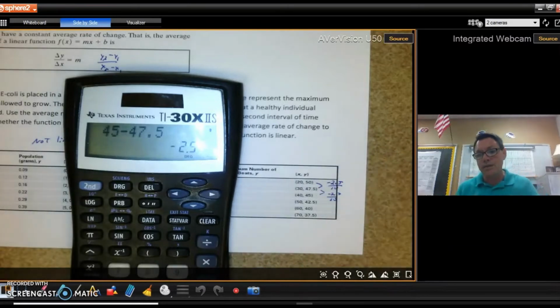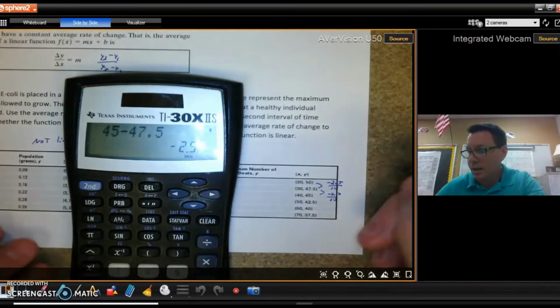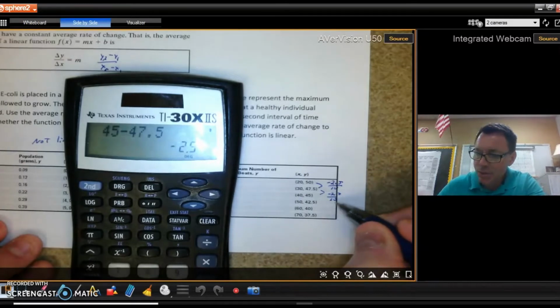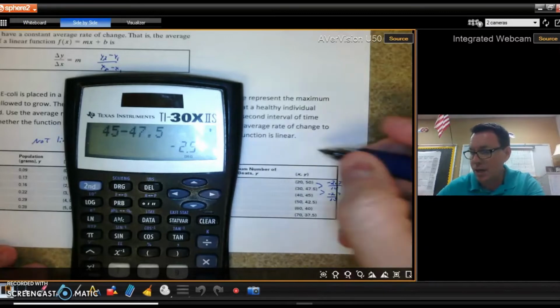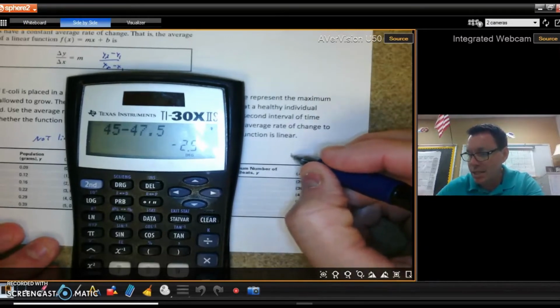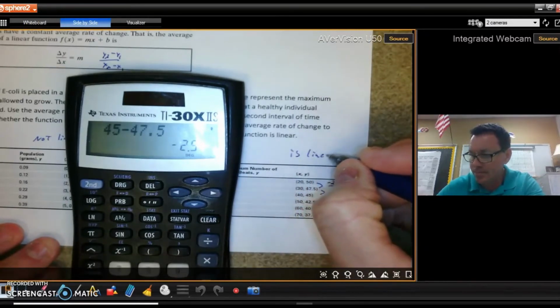They're all going to be negative 2.5 over 10, which typically you don't leave fractions with decimals in them. But for this, we're just trying to see if these values are all the same. So yes, this is linear.